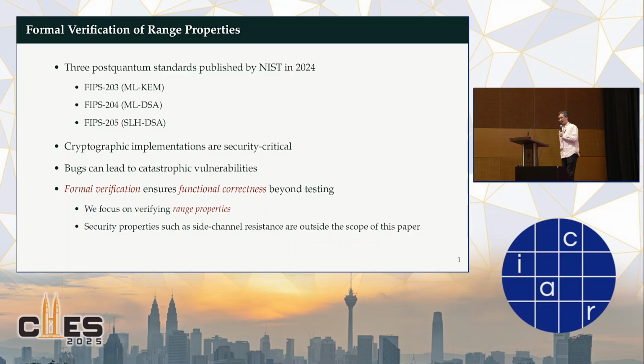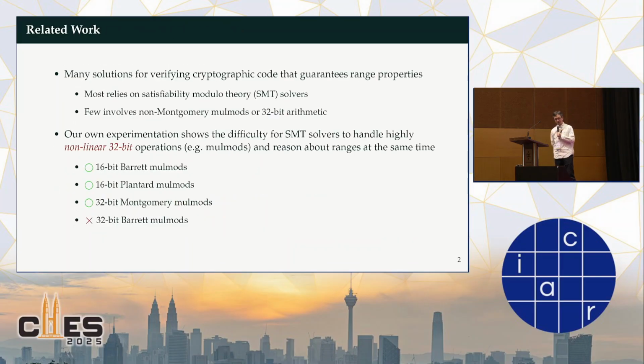In particular, we focus on range properties. Security properties such as side channel resistance are not handled in this paper. There are already many solutions for verifying cryptography code that guarantee range properties. But we found that most of the solutions rely on satisfiability modulo theories solvers, and only few of them involve non-Montgomery Barrett or 32-bit arithmetic.